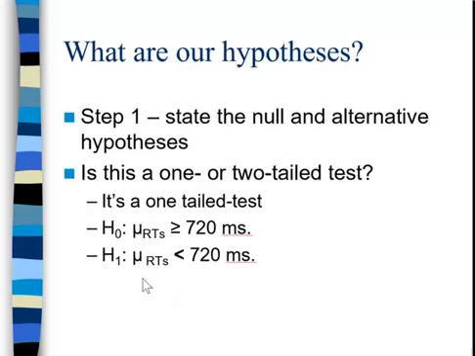So H subscript 1 colon mu reaction time. So the mean reaction times for our sample should be less than 720 milliseconds, which reflects the reaction time data for our population. Our null hypothesis, H subscript 0 colon, our mean sample should be greater than or equal to 720 milliseconds. And here we're essentially saying, look, our sample mean should not be different than our population mean, whereas our sample mean should be less than, right? Faster than. They should be faster for incongruent trials under hypnosis than what we see in the population data.